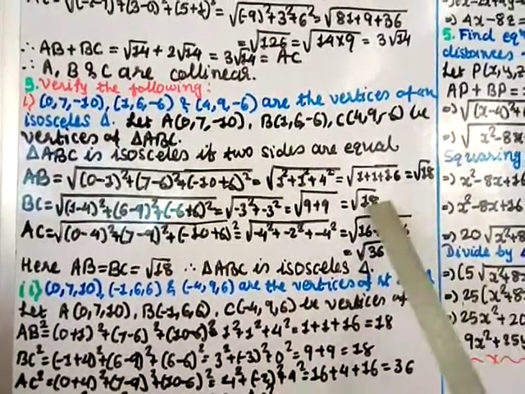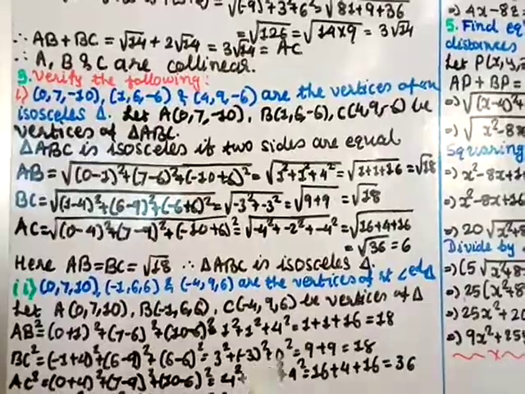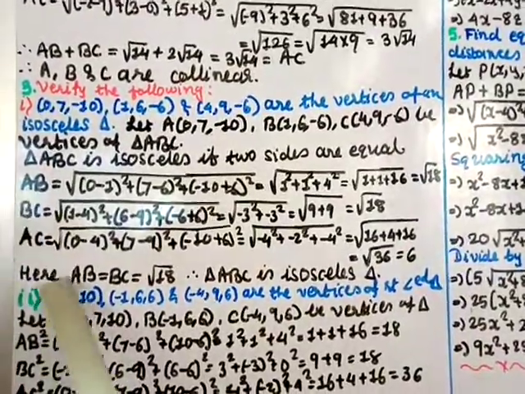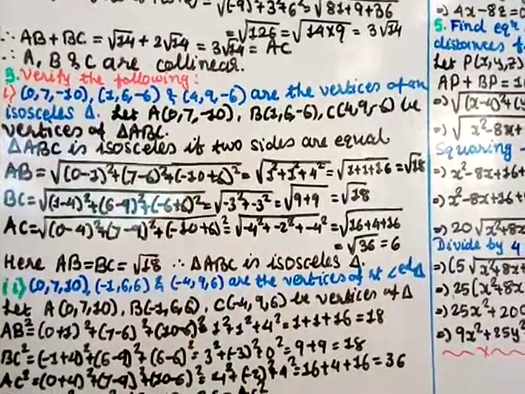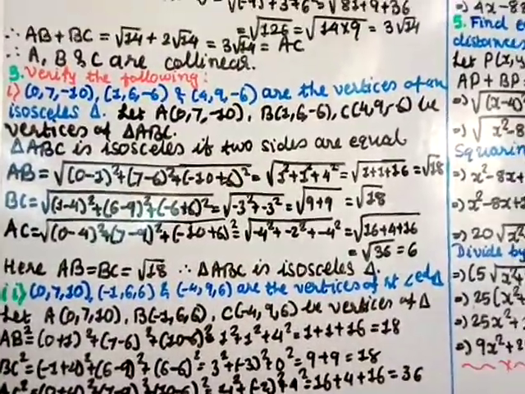Now here these two sides are of equal length, so we can say that since AB equal to BC equal to root 18, triangle ABC is an isosceles triangle and that is verified.